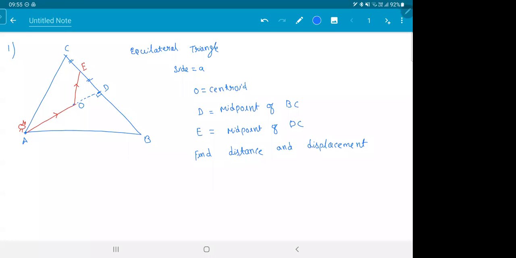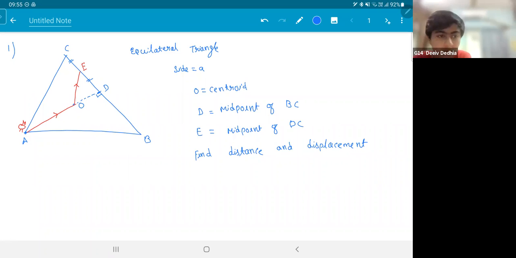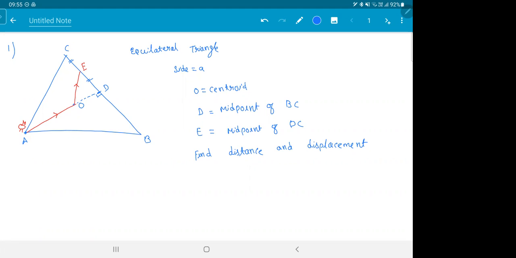Anyone got the answer? Find the distance and displacement. Sir, just a second. If you remember, we wrote one full table also. One page maybe, we have written the properties of an equilateral triangle. The centroid divides in the ratio 2:1. We have done all that.